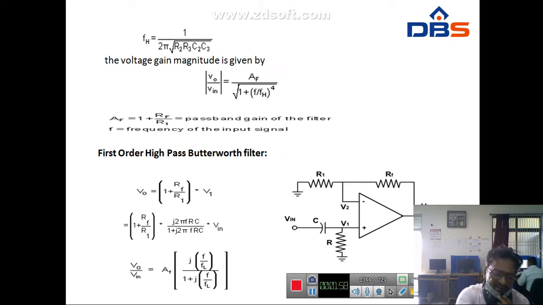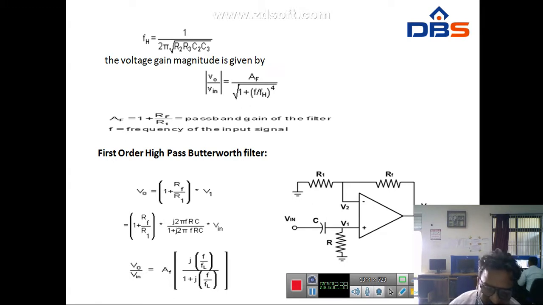So when we interchange the R and C components, we will get the first order high pass filter. Similarly, a second order high pass filter is obtained from a second order low pass filter. In this case also, we have to interchange the R and C components. This figure shows a first order high pass filter with a low cutoff frequency of FL. So it has the lower cutoff frequency FL.